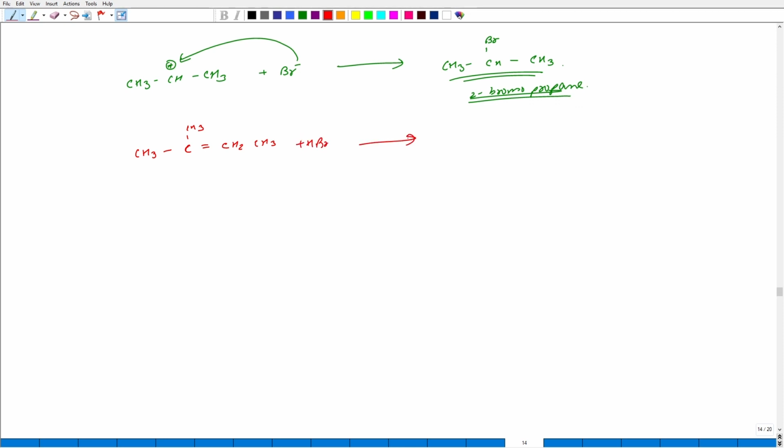Whenever such a hydrohalogenation reaction is given to you and you are asked about the product, just see where the carbocations can be formed. There are two possibilities again for formation of the carbocation, depending on how this double bond is going to split. One possibility is that the carbocation forms on this carbon. And the other possibility is that the carbocation forms on that carbon.